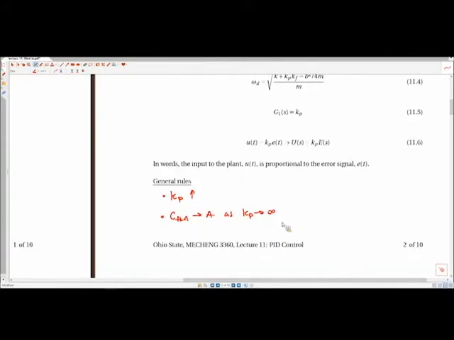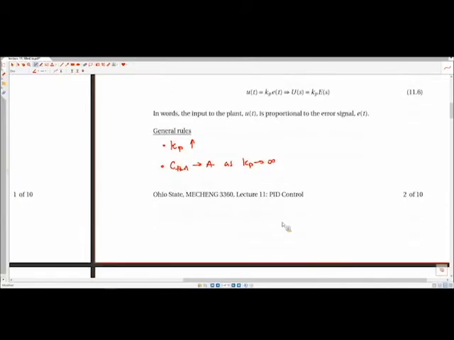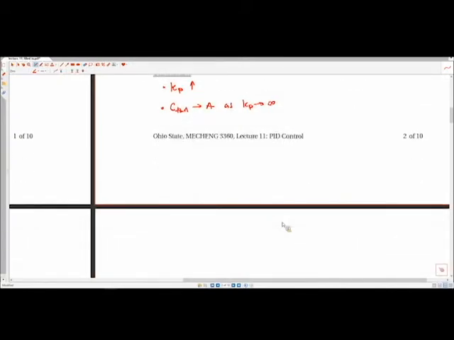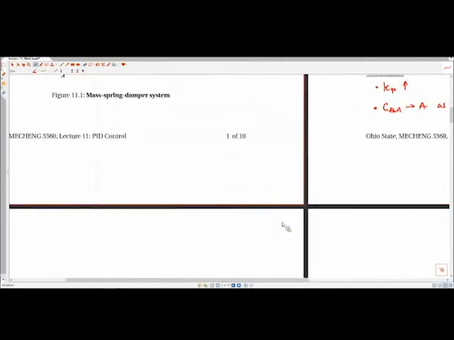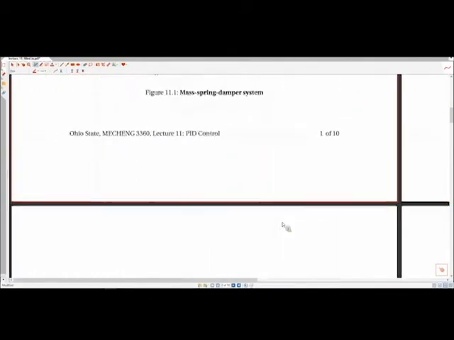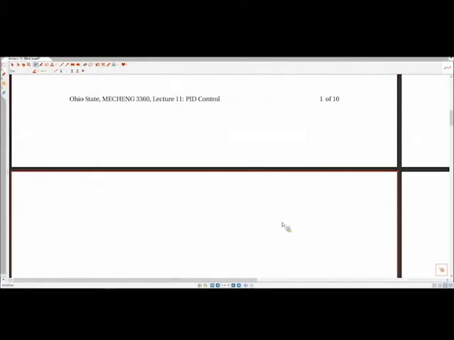If we have a desired position of A, that means our actual position will get closer to that, which is a favorable thing. But this also means that we need a really large Kp for this to actually reach A. We said that overshoot is going to go up, which is a bad thing.